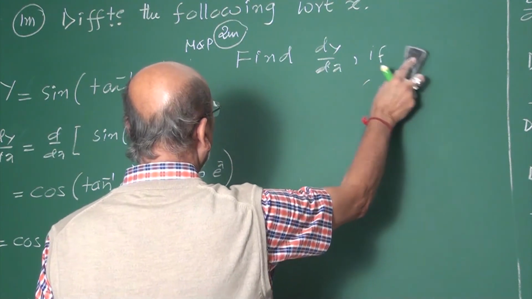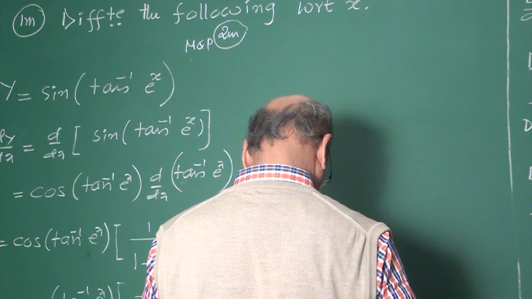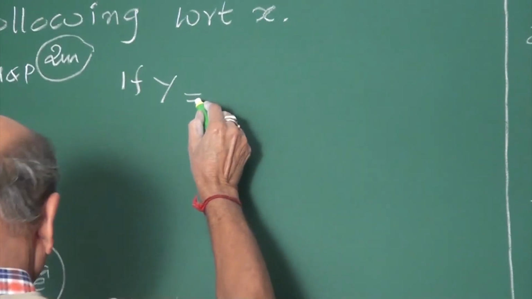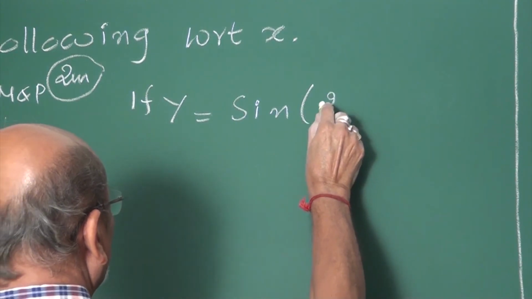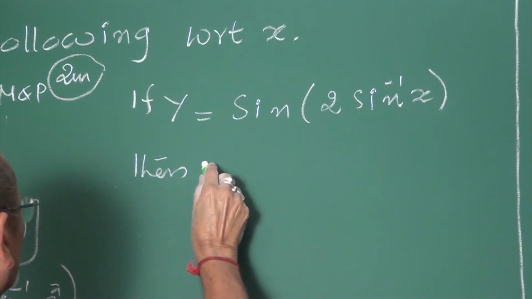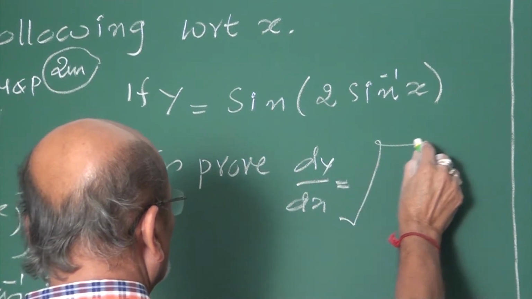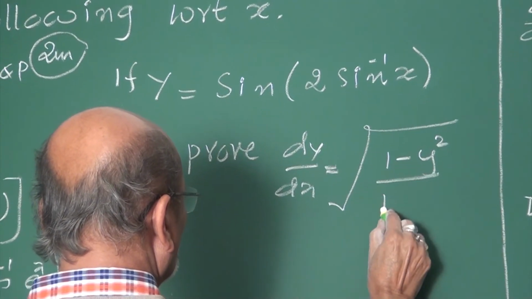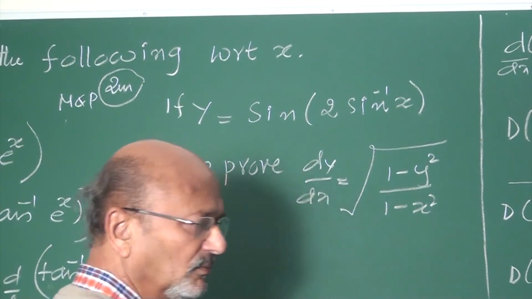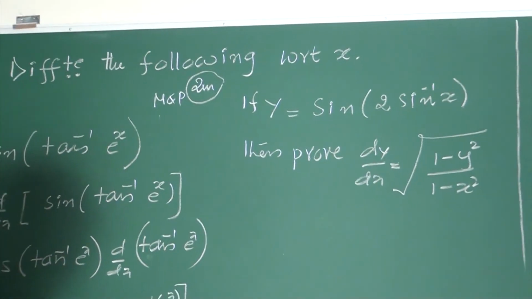Yes, my friends. It is also a 2 mark question. If y equal to sine of 2 sine inverse x, then prove dy by dx equal to square root 1 minus y square upon 1 minus x square. It's a good example under 2 mark questions, and it appeared in the board exam question paper also. If you differentiate like this, the derivative of sine is cos, and it becomes lengthy.